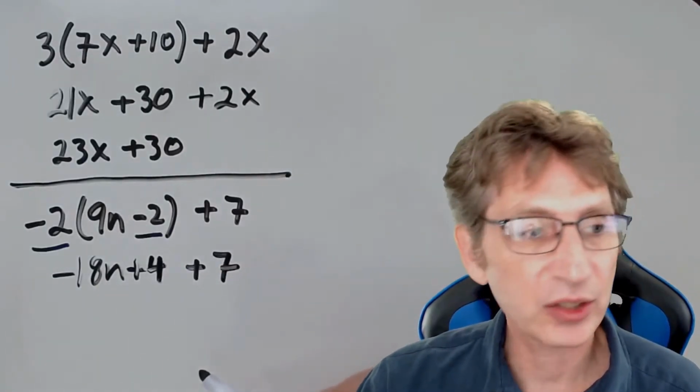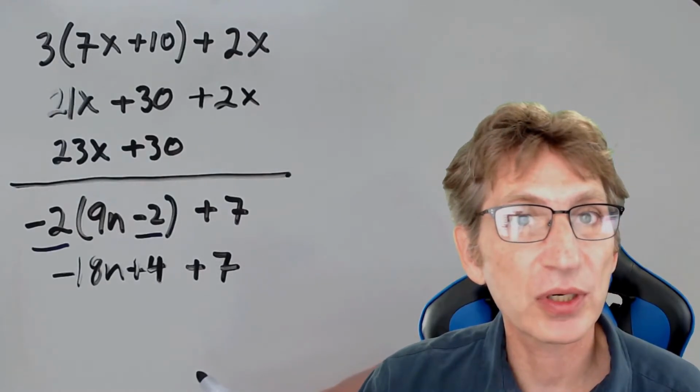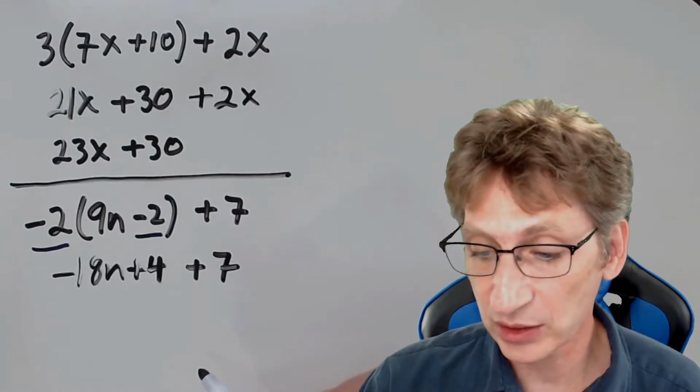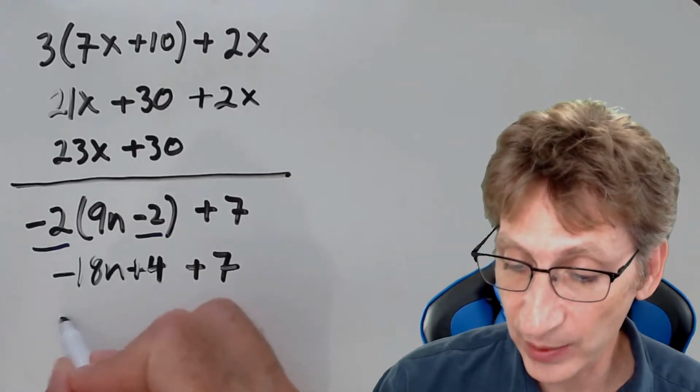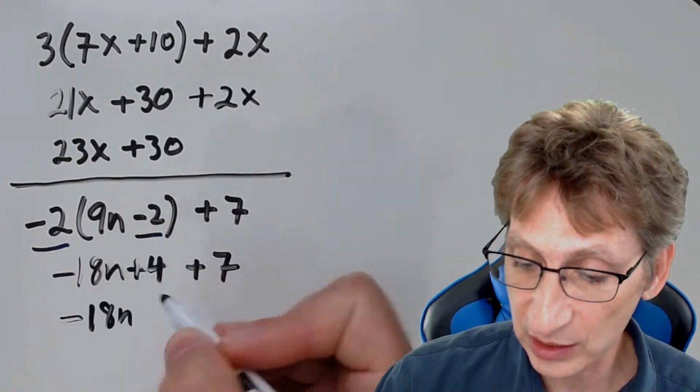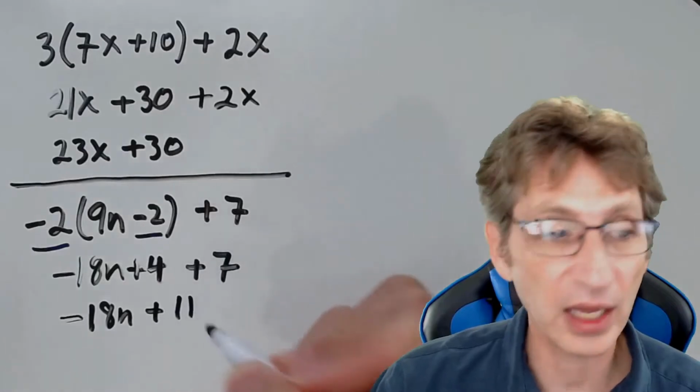Now I look for like terms. Well, I have constants, 4 and 7. 4 and 7 being constants are also like terms. Add those together. Negative 18n plus 11.